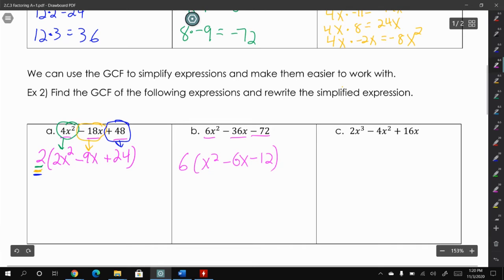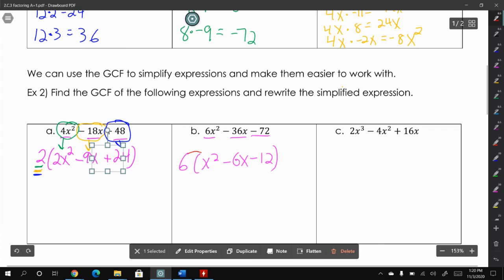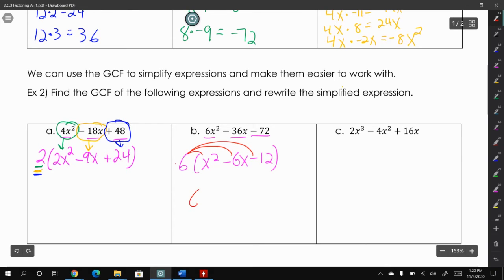And I'll show you what I mean by checking your answer. If you distribute this back in, 6 times x squared is 6x squared. 6 times negative 6x is negative 36x, and 6 times negative 12 is negative 72. So you get the same thing that we started with. So I know that I factored this correctly.